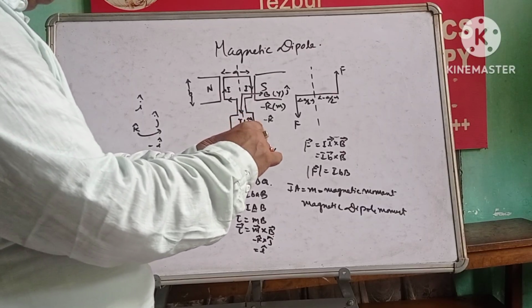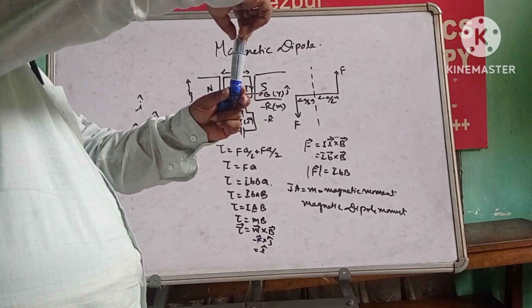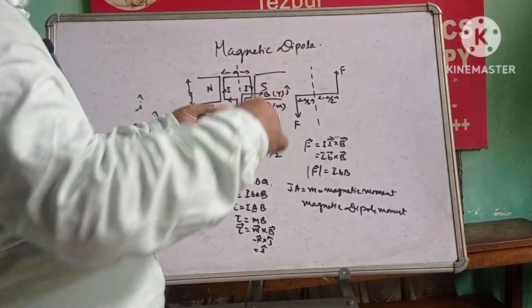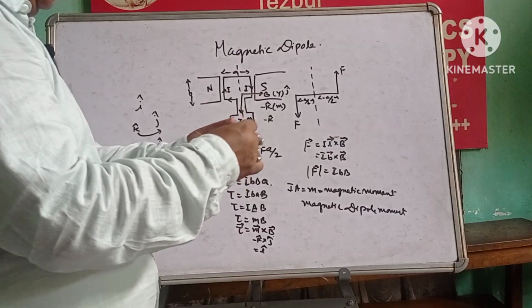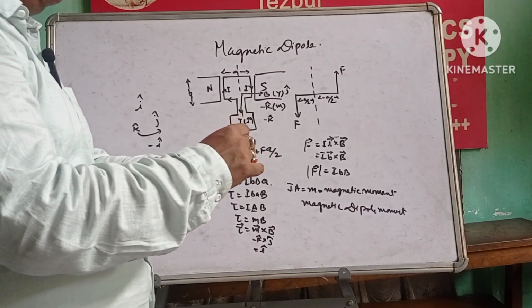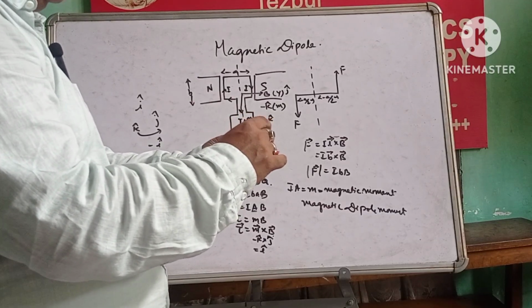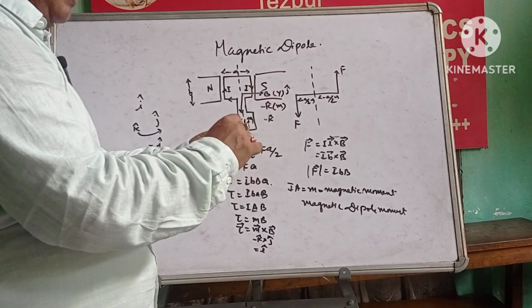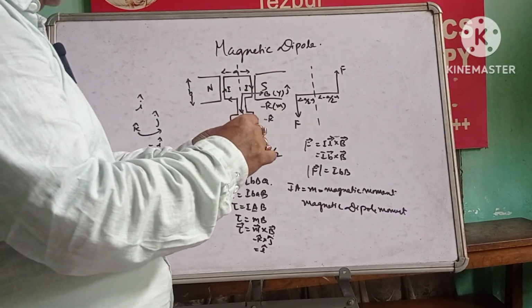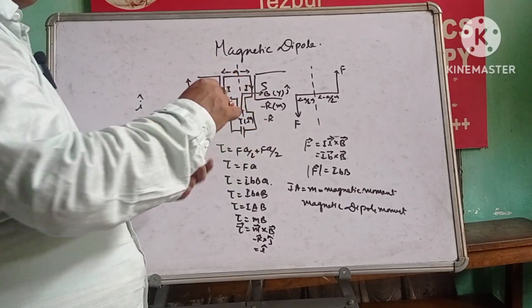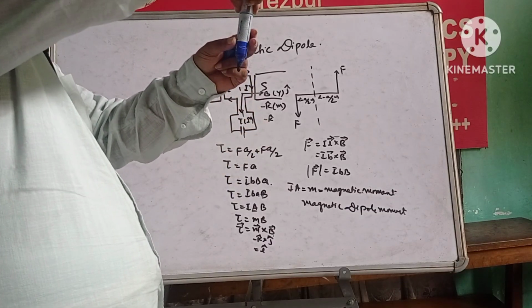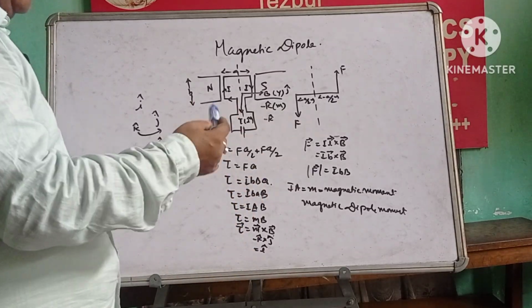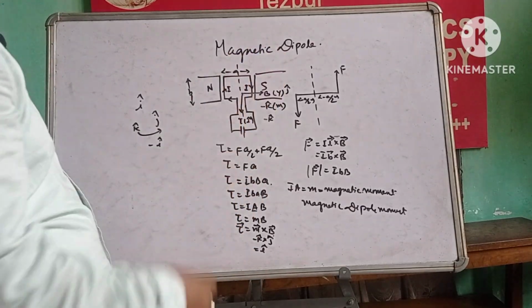But in an electric dipole, the torque rotates it in this direction. This is the difference between the electric dipole and the magnetic dipole torque. Here in the magnetic dipole, the torque will rotate the coil in this direction along the x-axis, and in the electric dipole, it will rotate it in this direction. So this is the difference between the direction of the torque in an electric dipole and a magnetic dipole.